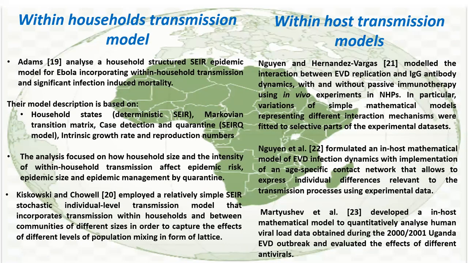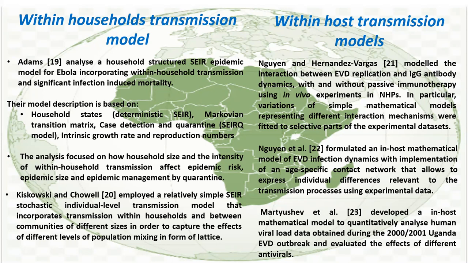So after the spatial transmission models, there have also been models like the within-household model and the in-host model. Like the household model, that is within the house, because most times when somebody is infected, the people within the household become at risk of infection because of caring for that particular person. And one of the models there is Adams, who analyzed the household SEIR model. So in this model, it incorporated the within-household transmission and also infection-induced mortality.